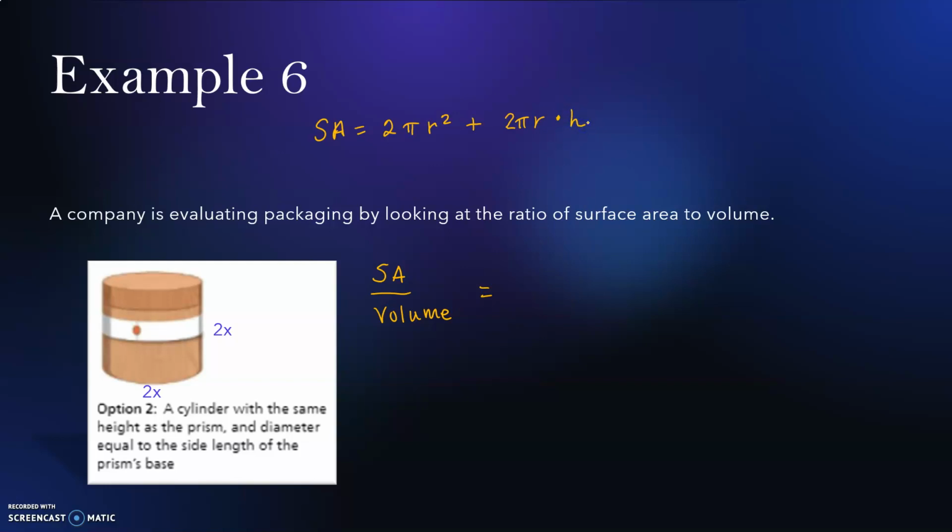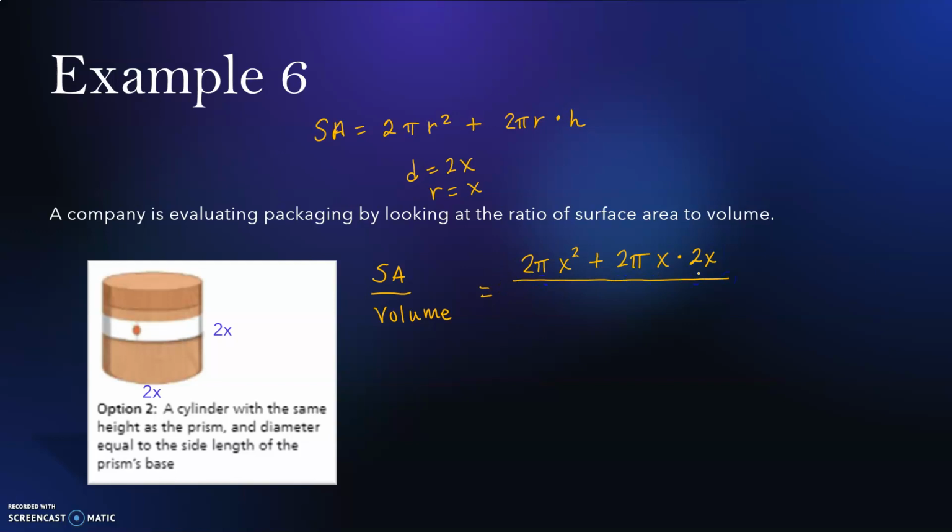So this one says that the diameter is equal to the side length. So if the diameter is 2x, that means that the radius is just going to be half of that. So my surface area would be 2 pi times x squared plus 2 pi times x times 2x.